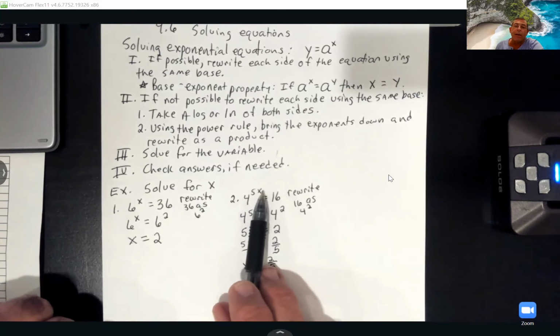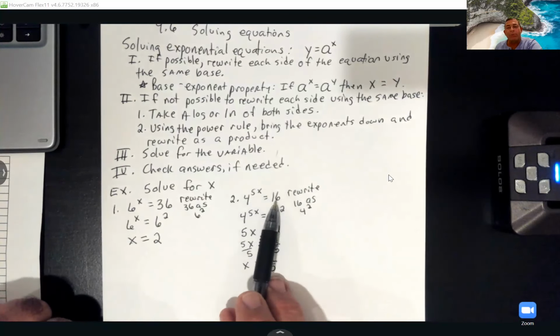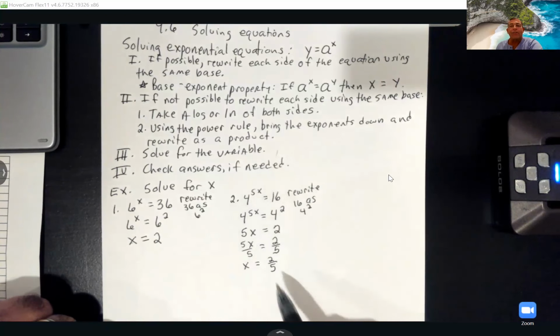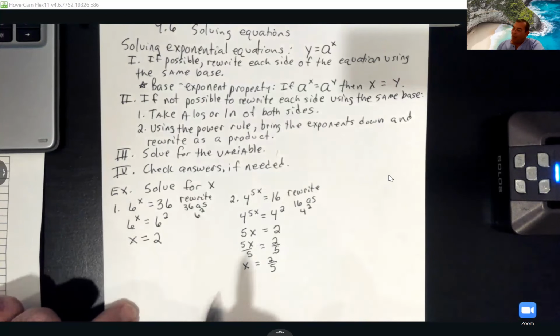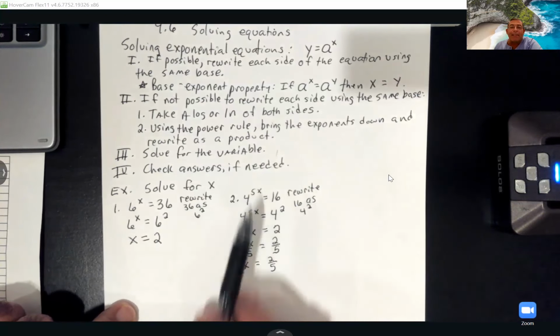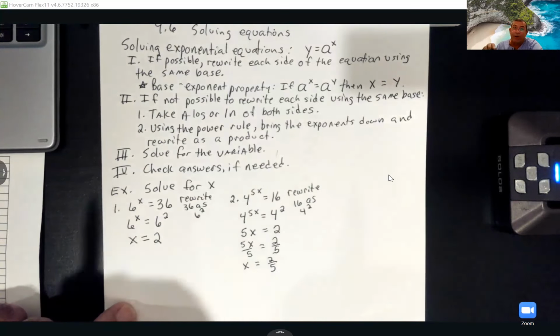Well, y'all, 4 squared is 16, which equals 16. So that answer would check. But I'm still trying to make that 5x equal a 2 in the long run, okay?